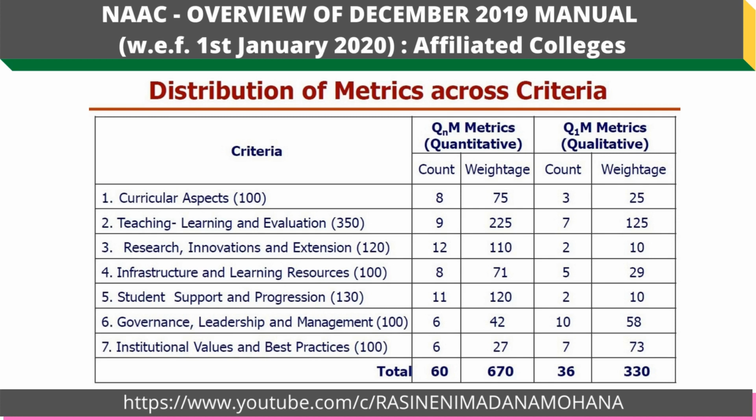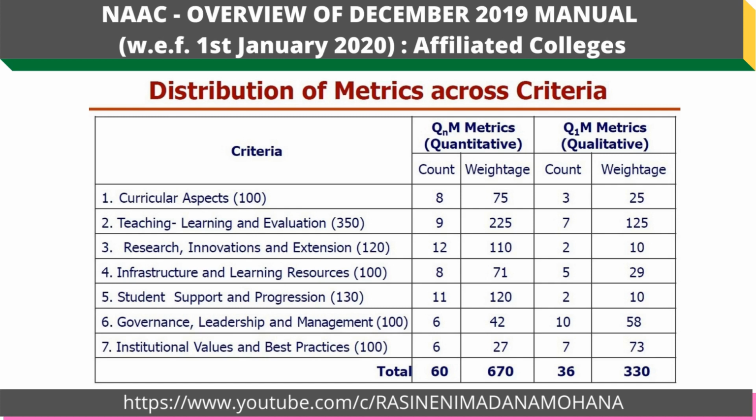So after submission of your SSR, that is the online evaluation. Then the remaining qualitative metrics, criteria wise, are 36. The weightage is 330. These 330 marks out of 36 qualitative metrics are evaluated by the peer team during NAAC inspection of the institution. So this is the distribution.